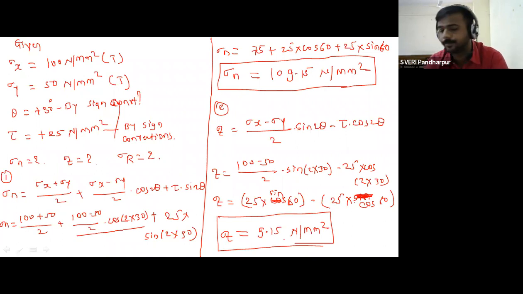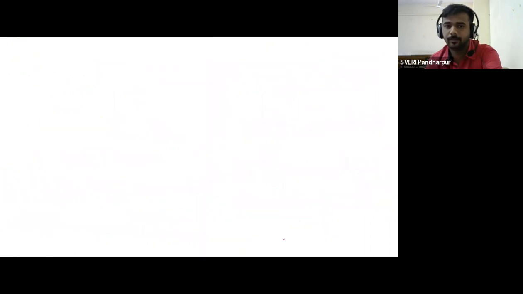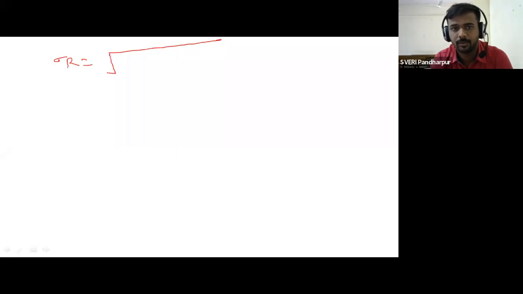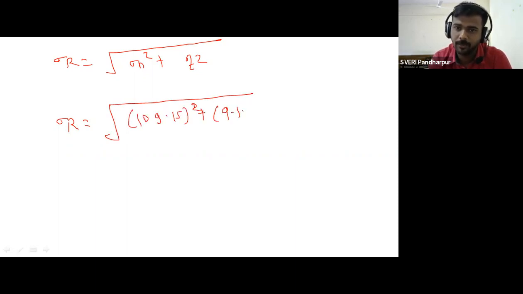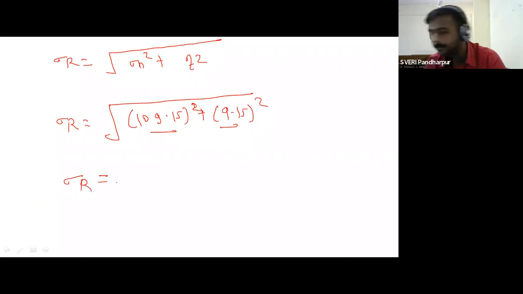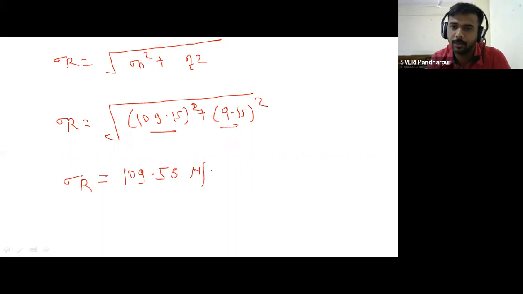And sigma r, okay, sigma r is the resultant of sigma n square plus sigma t square. So sigma r is equal to the square root of 109.15 bracket square plus 9.15 bracket square. First of all, we have to make the square and then take the square root. So sigma r is equal to 109.53 Newton per mm square.